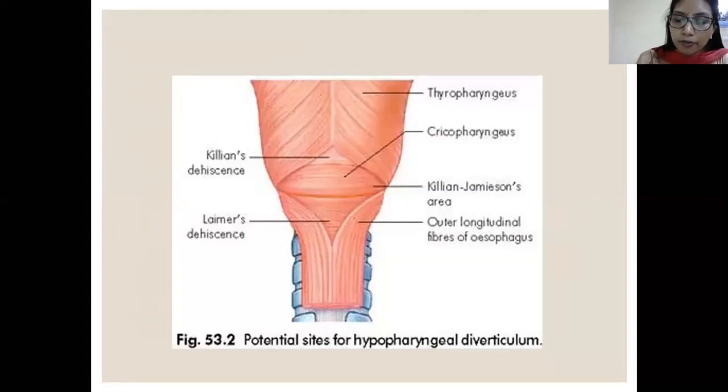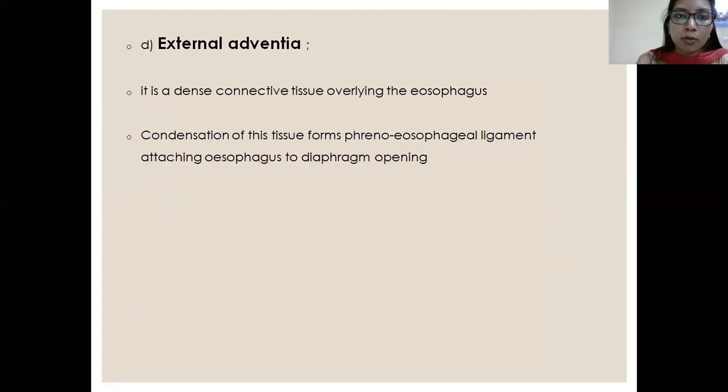The last layer of the esophagus, the outermost layer, is your fibrous layer or external adventitia. It is a dense connective tissue overlying the esophagus, and the condensation of this tissue forms your phrenoesophageal ligament, which attaches the esophagus to the diaphragm opening, the esophageal hiatus of your diaphragm, which is present at the level of T10.